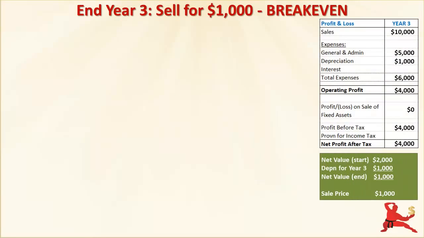Let's start with the break-even scenario. Let's say the car is sold on the 31st of December in year 3. You've got a whole year's depreciation expense in the profit and loss. At the end of year 3, the car has a net book value of $1,000. We sell it for $1,000. So that means there's no profit but no loss either.